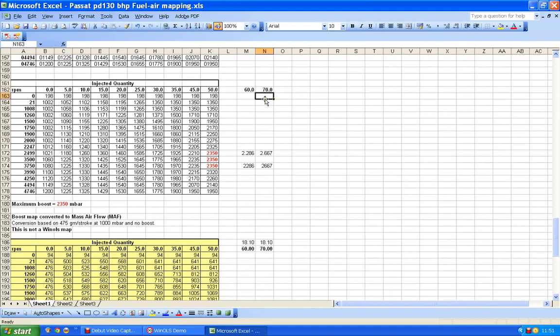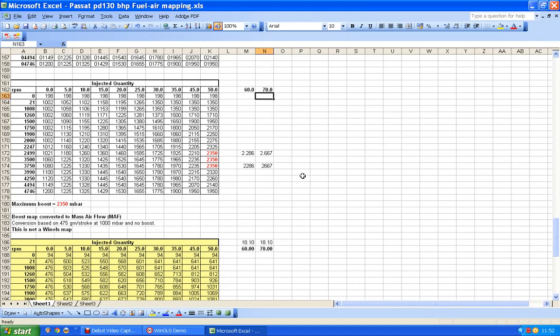And what does this all mean? It's all lots of numbers, lots of gobbledygook coming at us. But what it means is, look, 60 milligrams injected, suggested fuel at 18.1 fuel air ratio of suggested boost 2286, less than what we've already got. So we're fine. We don't have to worry. So 60 we can completely ignore because we're covered.